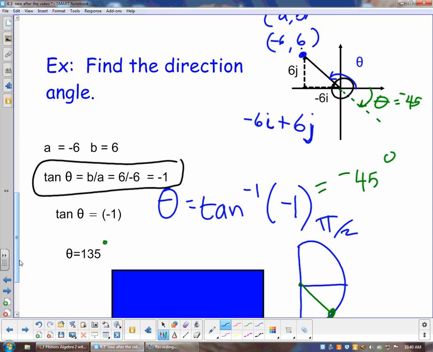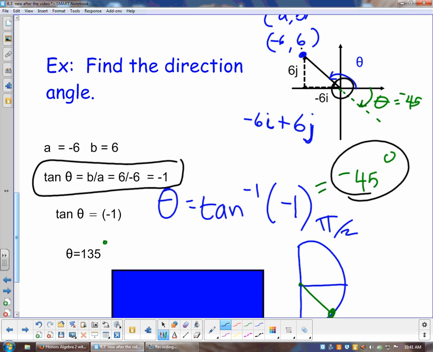On your calculator, do tangent inverse of negative 1. What's it equal to? Negative 0.75 radians. All right, can you convert that to degrees, please? Negative 45. So your calculator is telling you negative 45 degrees.